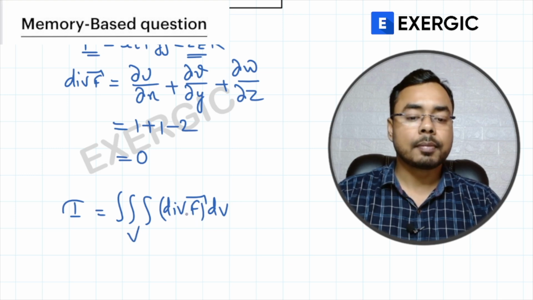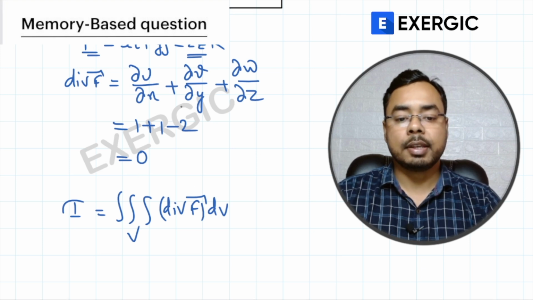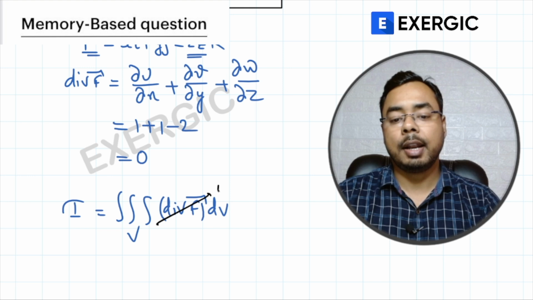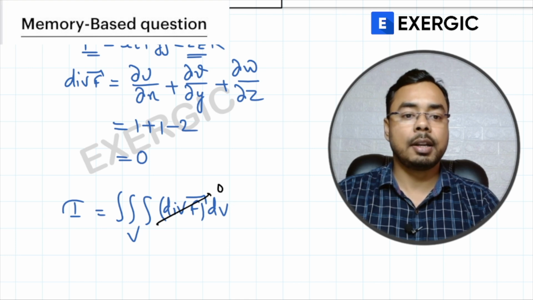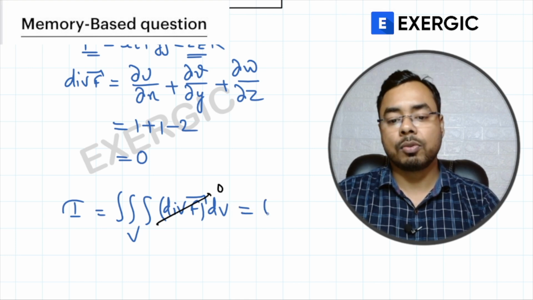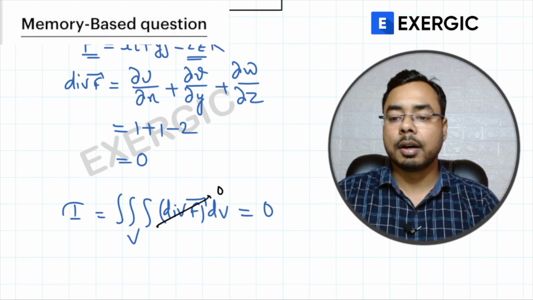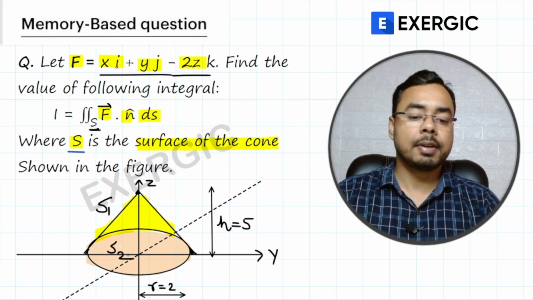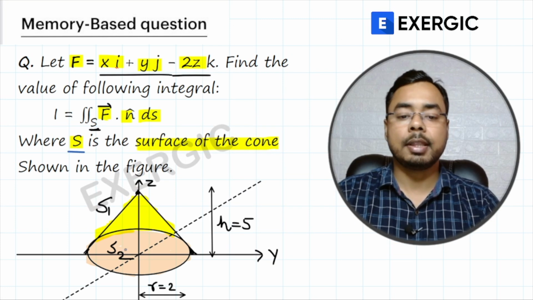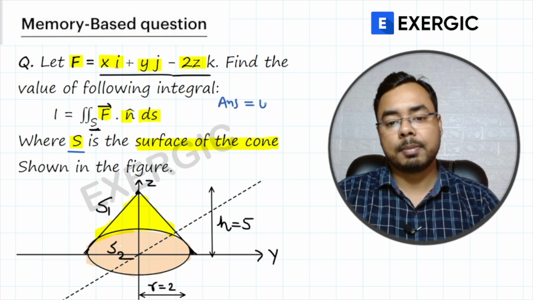So here, since divergence of f is 0, therefore you can say that this volume integral will be 0, right? And using Gauss divergence theorem, one can say that if volume integral is 0, then the surface integral over the surface of the cone will be 0, right? So if the question is S is the total surface of the cone, the curved surface as well as the circular base, then in that case, the answer will be 0. The value of this integral will be 0.